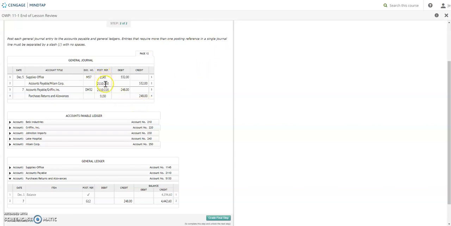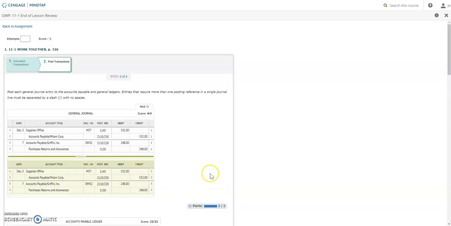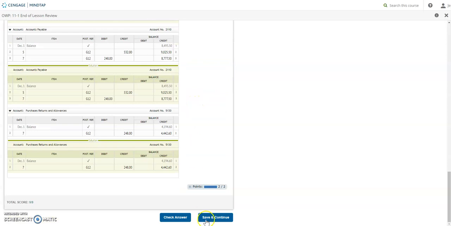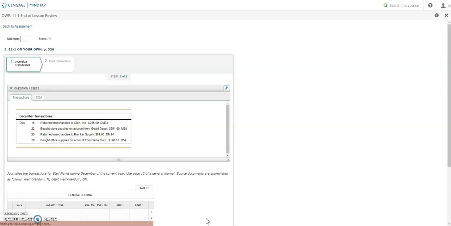Once I see that my post reference column is completely filled in, that tells me that I am done posting that page of my journal. So I'm going to say grade, final step. Everything looks good. And we can save and continue. You can now complete the 11-1 on your own.